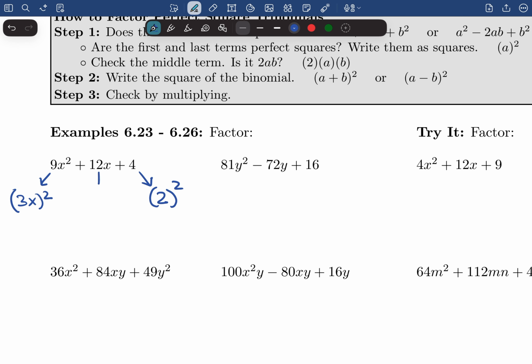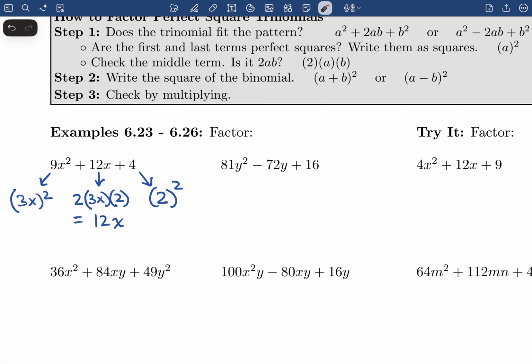And then this 12x, can I multiply 2 times the a value, which is 3x, times the b value, which is 2, and get 12x? Well, yes, I can. 2 times 3x is 6x, and 6x times 2 is 12x. So this is a perfect square trinomial.